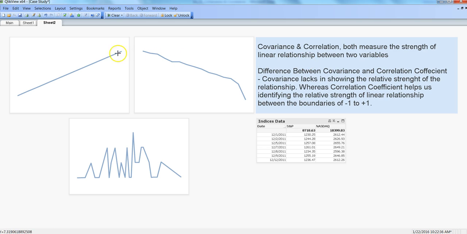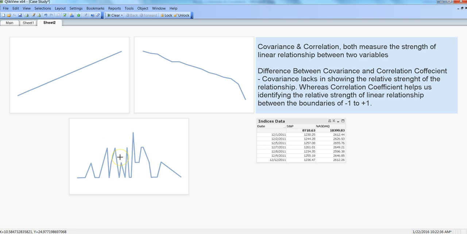Here on the left-hand side I have a couple of examples of linear relationship. The first diagram is a chart of a positive linear relationship, where when x is increasing, y is also increasing. In the second example, when x is increasing, y is decreasing. That shows that x and y have a negative linear relationship.